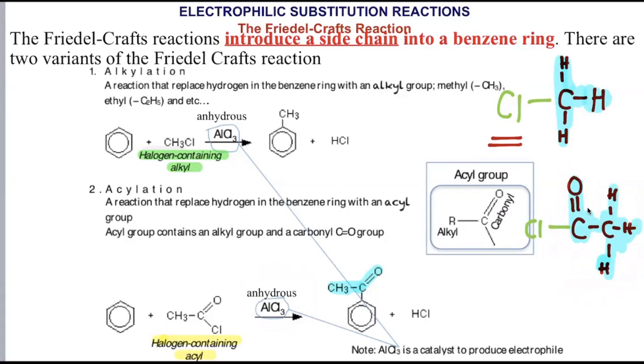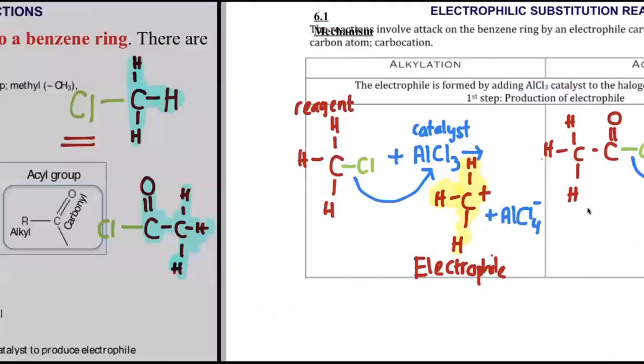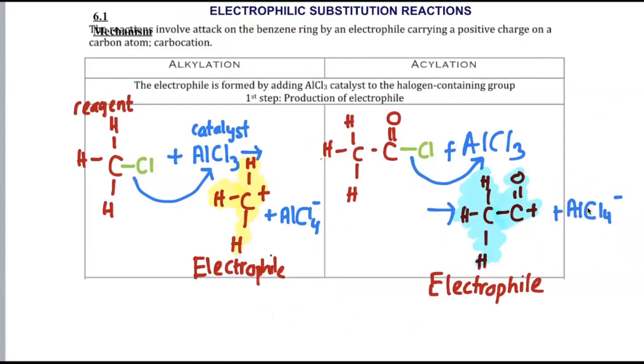Okay, so one thing that I want you to take note of is that when you attach your acyl group to the benzene ring, you are connecting it onto the carbon of your carbonyl, C double bond O, not CH3. Okay, so where that green bond is, that of your chlorine, that will be broken in the first step, which is the formation of electrophile. And that is also where you will be forming your new bond with benzene. Okay, so this is the first step, which is the formation of the electrophile.